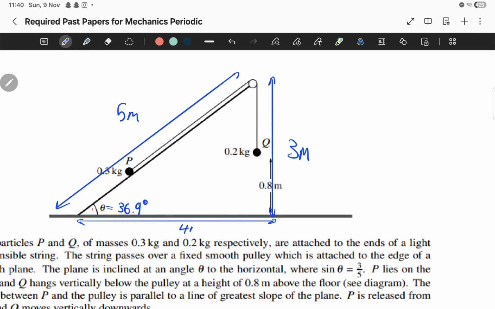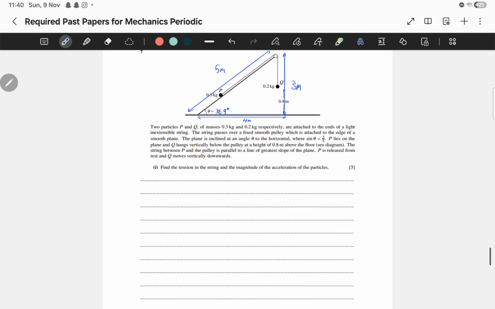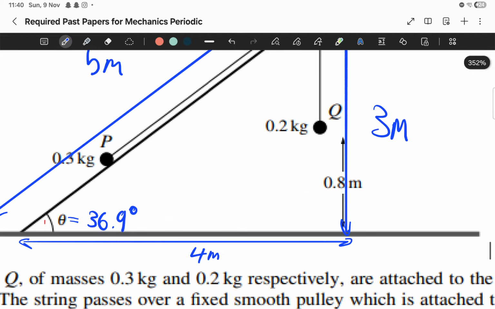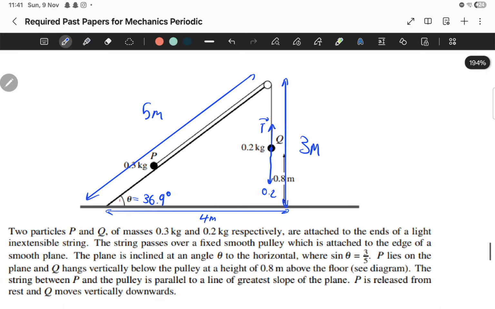Now, P is released, and Q moves vertically downwards. So Q literally only has two forces on it: the tension and the weight. The weight is 0.2 G, and this is the tension here. Obviously, if it's moving downwards, the tension is less than the weight. So here we're going to draw it like this. Now, this is for Q.